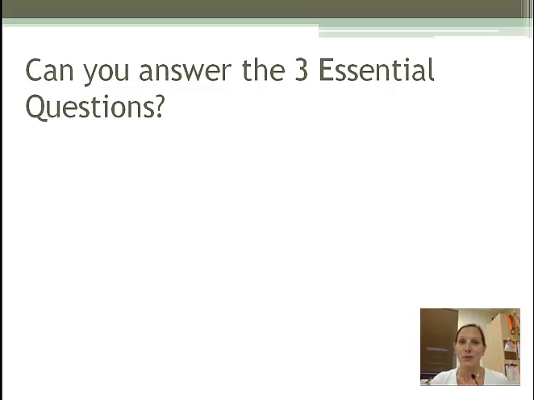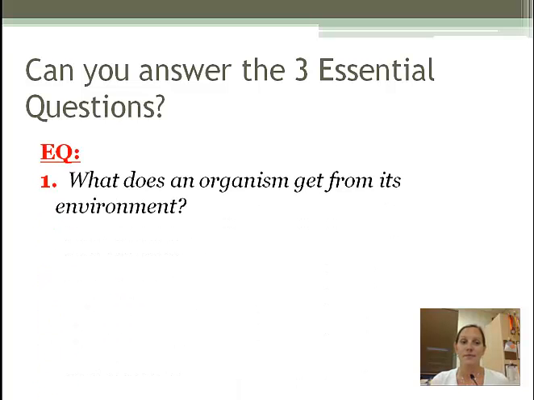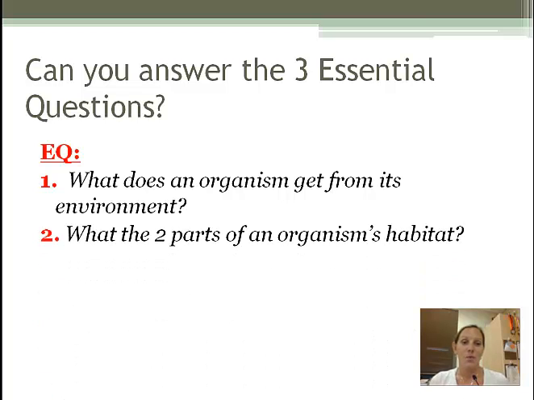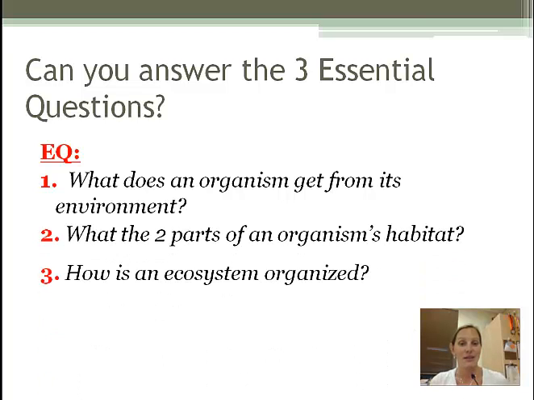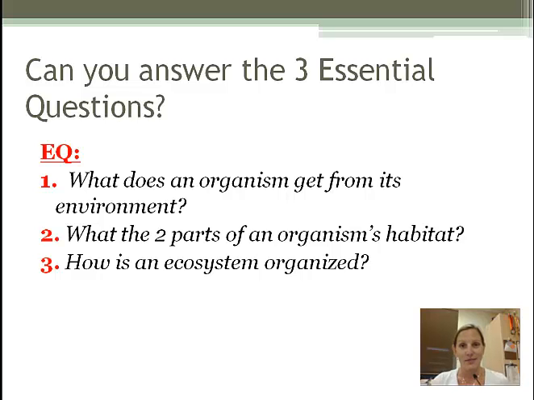Can you answer all three essential questions now? What does an organism get from its environment? What are the two parts of an organism's habitat? And how's an ecosystem organized?